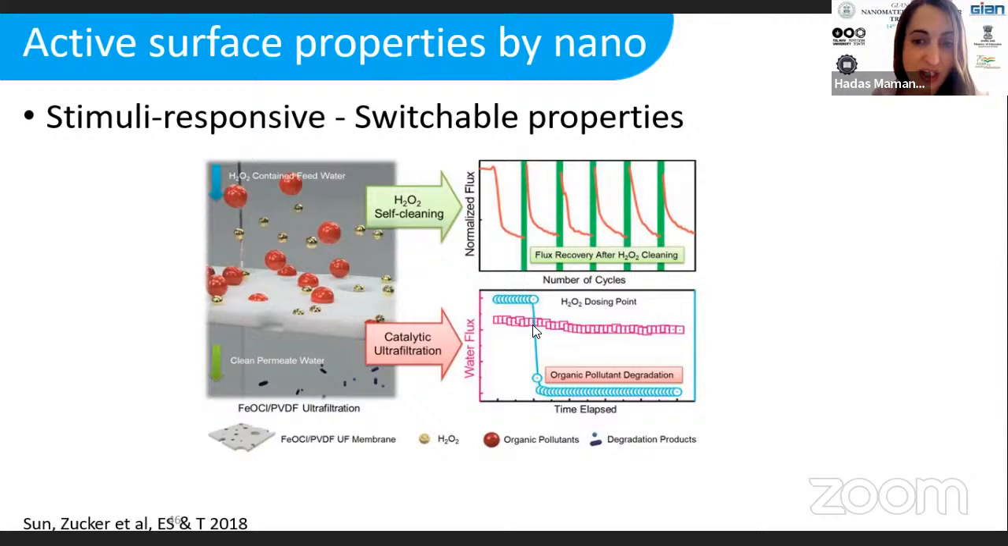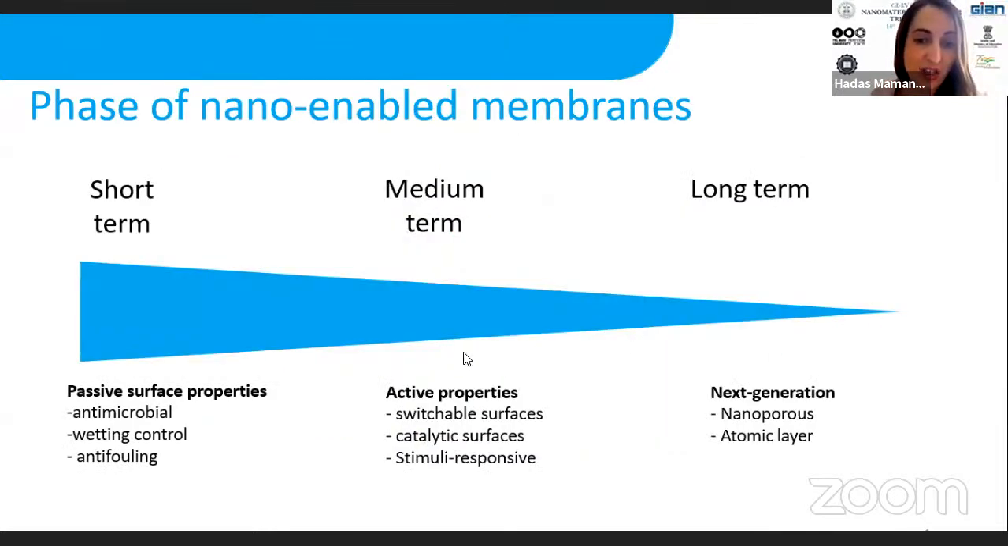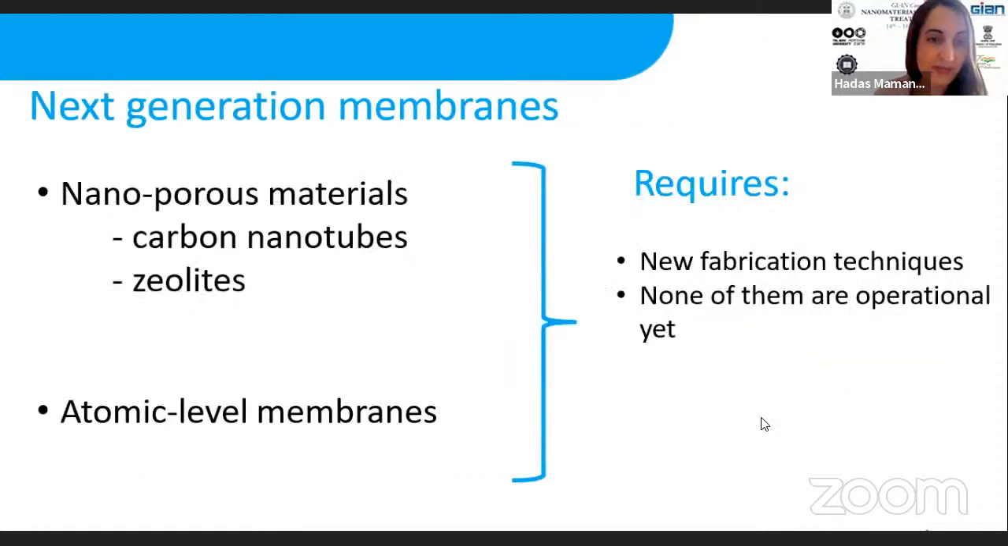And this actually looks at the hydrogen dosing point. So here we have a high dosing point, and here we have a low dosing point, and we can see how we can switch the properties of the membrane by feeding hydrogen peroxide to the water. So this is actually the active properties, which could be the switchable surfaces, the catalytic surfaces, and the stimuli responsive surfaces.